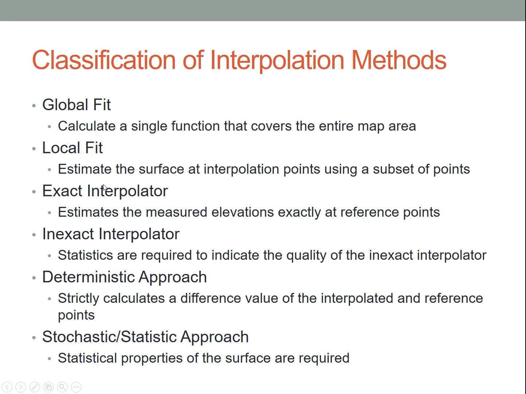Then we have something called an exact interpolator, which estimates the elevations at the reference points. We have an inexact interpolator, which means that I need statistics to find that data. There's a deterministic, which means that it has a value, so we can figure out what the difference between the interpolated and the reference points are. And we also have stochastic, which is using a statistical surface, which we'll talk about when we're looking at kriging.